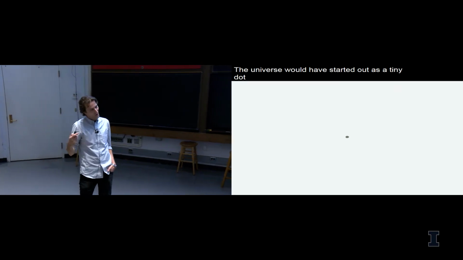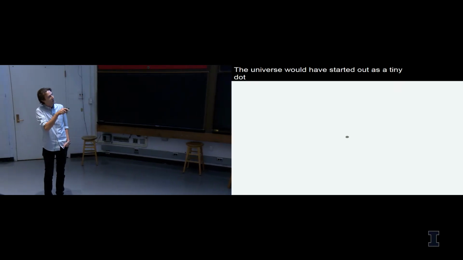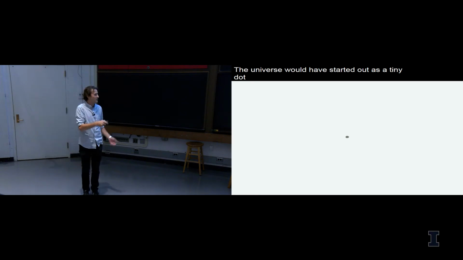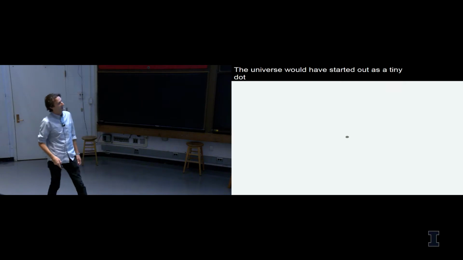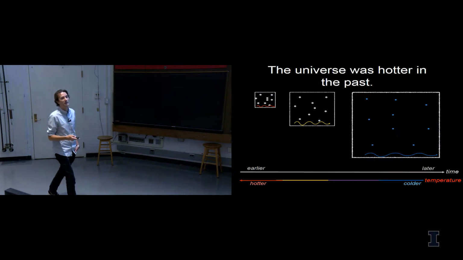And indeed, the whole name, the Big Bang theory, was actually a pejorative. It was made fun of by the opponents of this theory. They made fun of it, saying, oh yeah, the universe began in this Big Bang. How improbable is that? And it turns out that this is actually probably what happened.